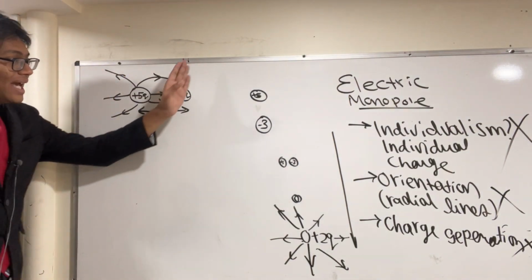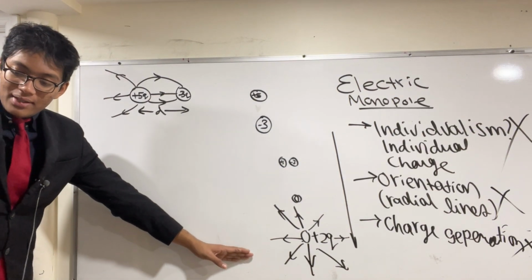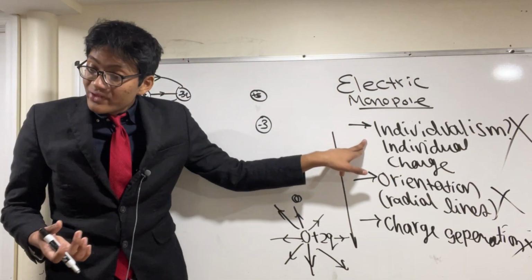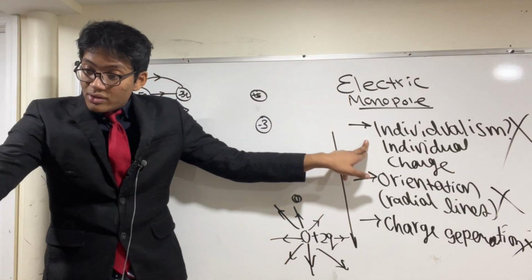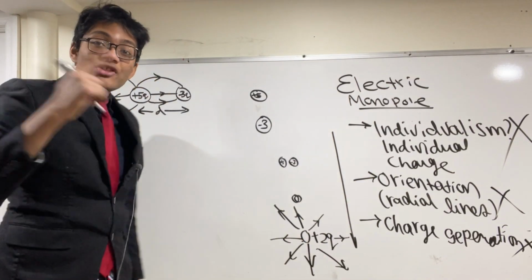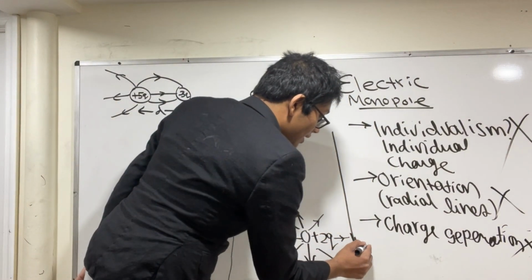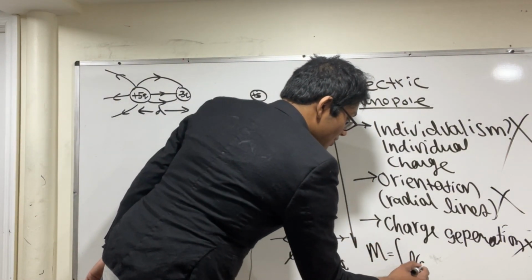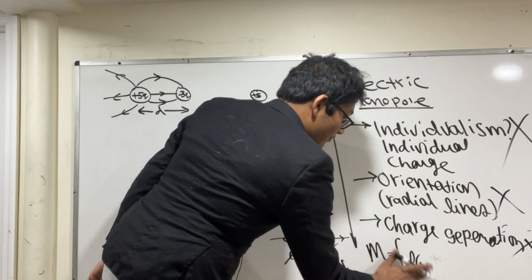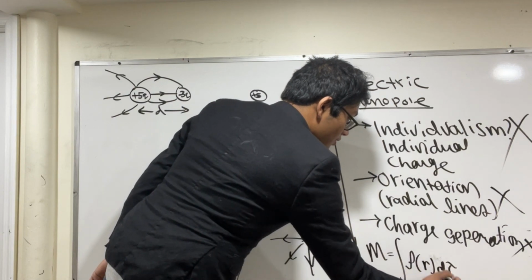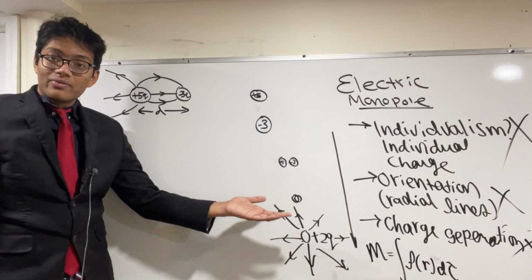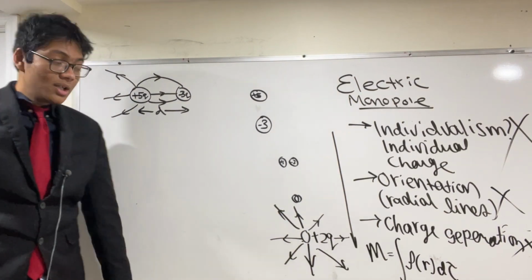Exactly. Now this is for the electric monopole, right? How do we calculate the electric monopole? Well, what matters? Does the individual charge matter? No. What matters? The net charge. So the monopole is simply the net charge, which is the integral of the volume charge density over the volume of whatever space you're considering. So just integrate your volume charge density and you'll get your electric monopole.